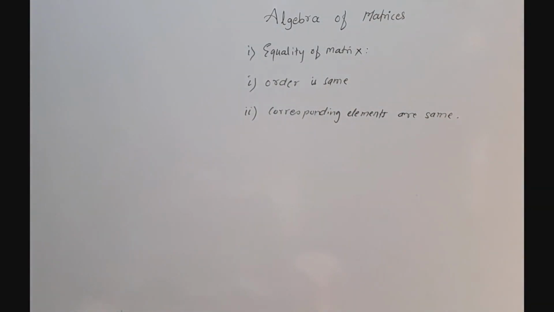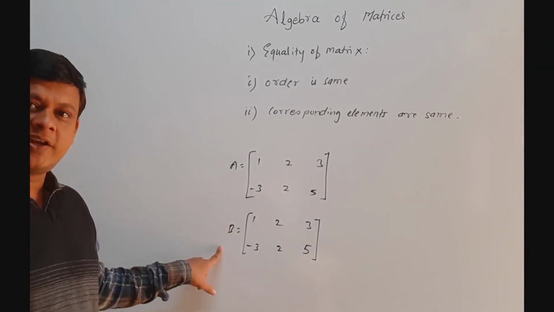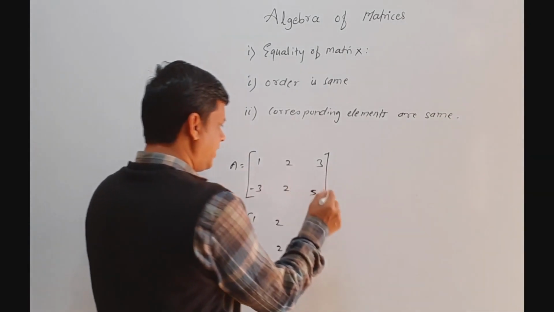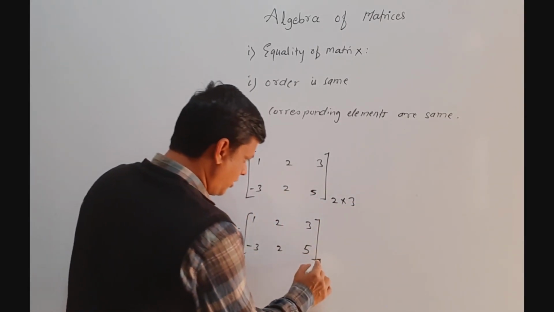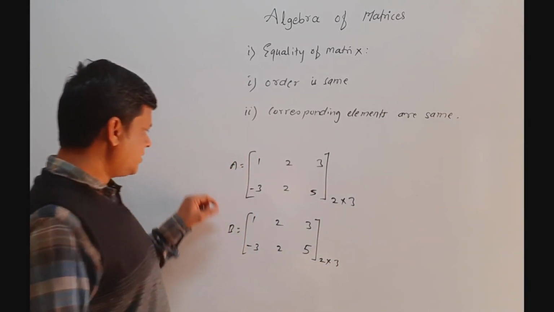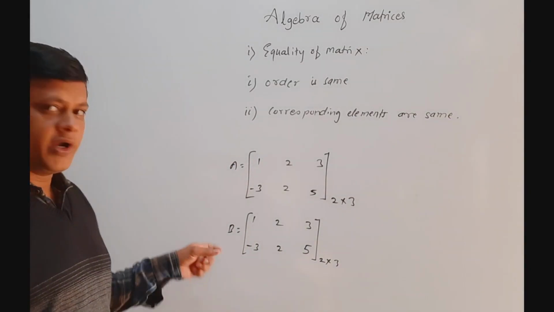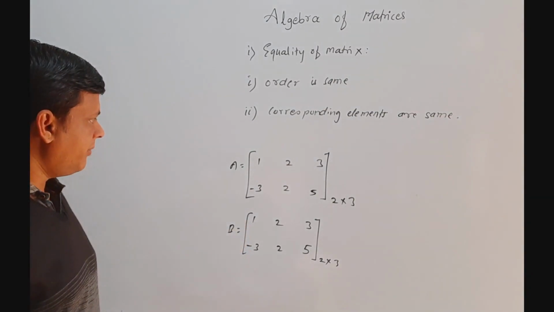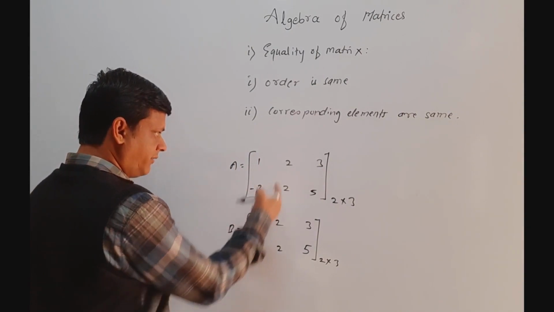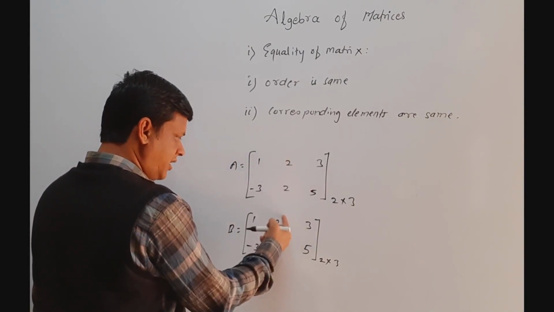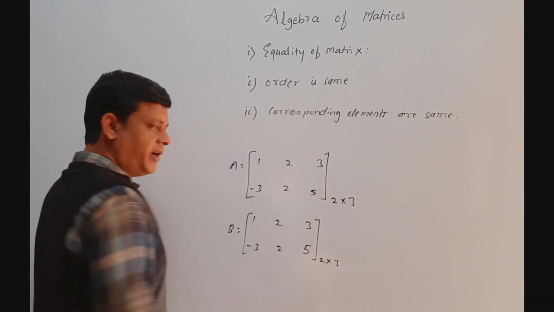So see the examples. Now here we consider two matrices, matrix A and matrix B. This first matrix is of order 2 by 3. This second matrix B is of order 2 by 3. So first we check the order of these two matrices. The order is the same. Now we have to check the corresponding elements. Here the first element is 1, here the first element is 1. Here the second element is 2, here the second element is 2. Here the third element is 3, here the third element is 3.